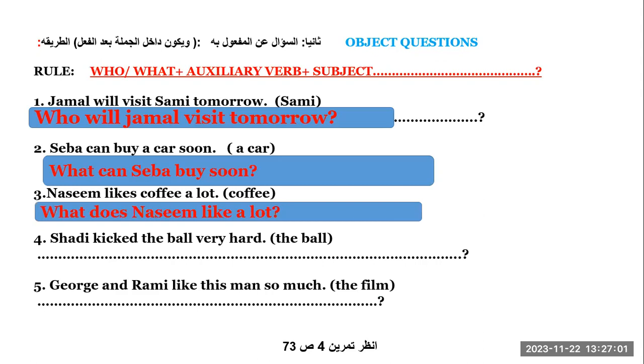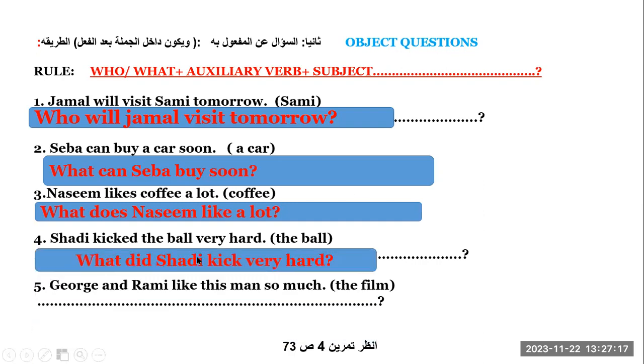Next one, number four. Rahaf, can you do this? Shadi kicked the ball very hard. What did Shadi kick very hard? And the last one, number five, Nancy. George and Rami like this man so much. Who do George and Rami like so much?